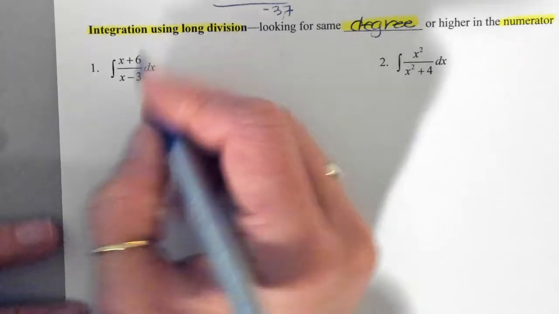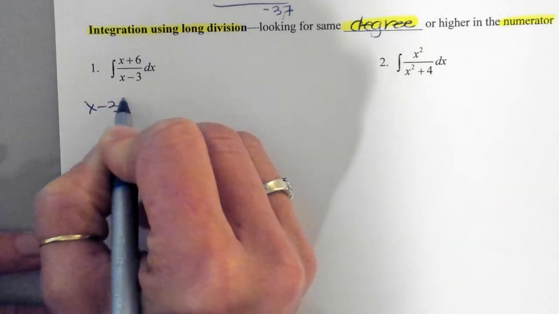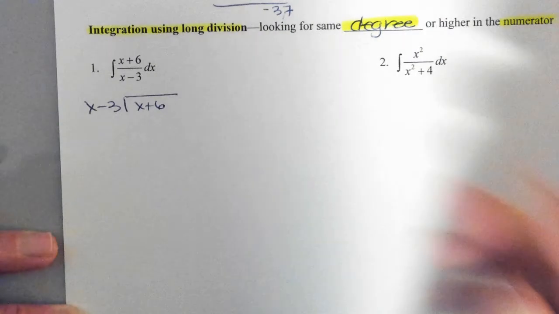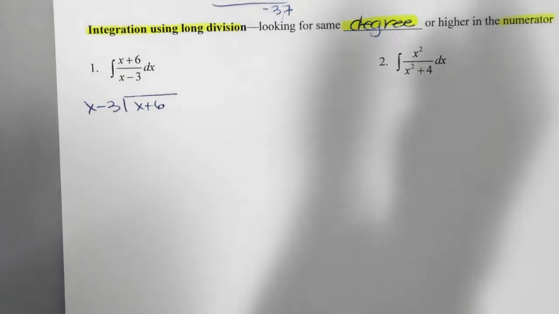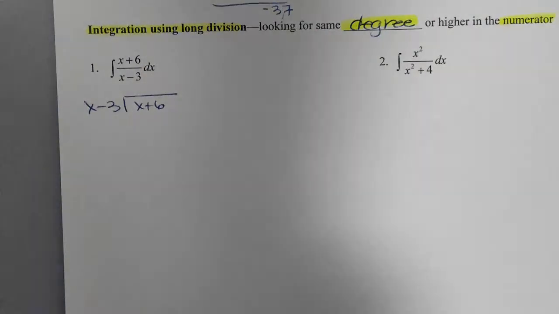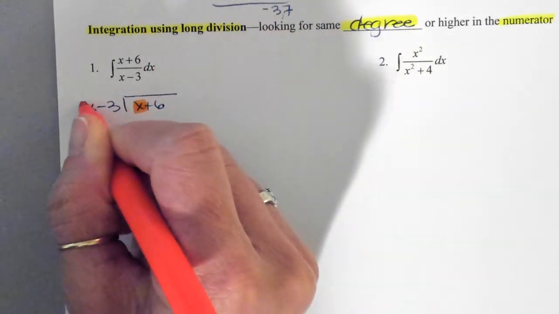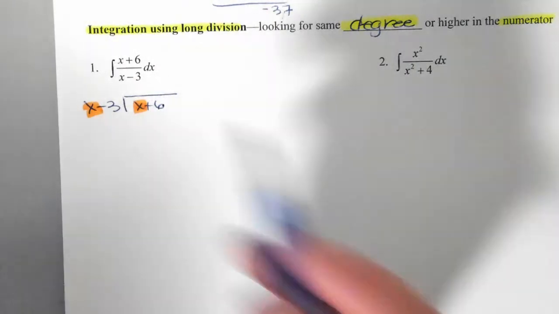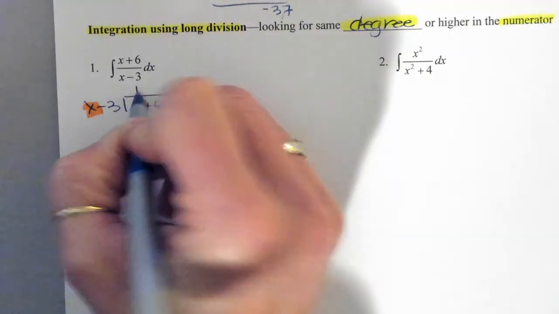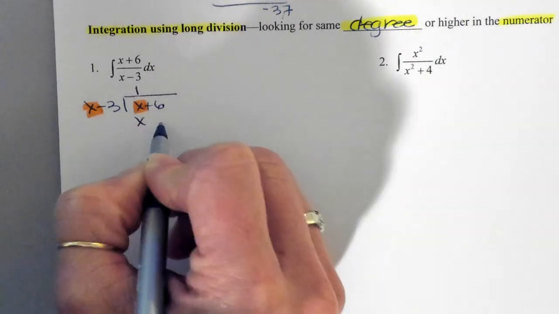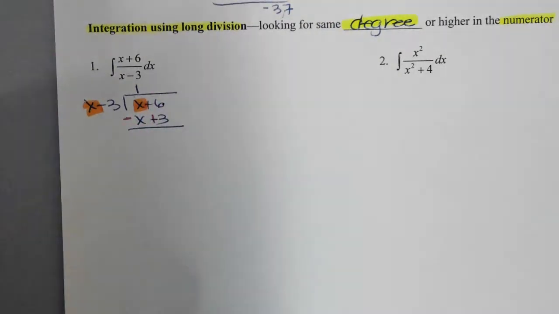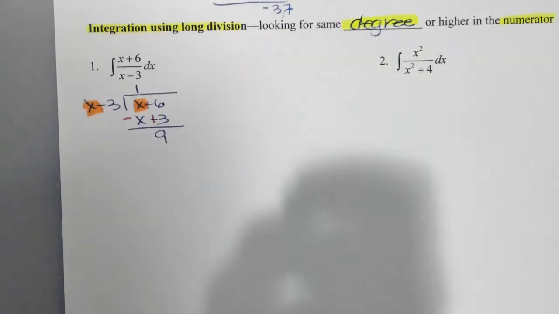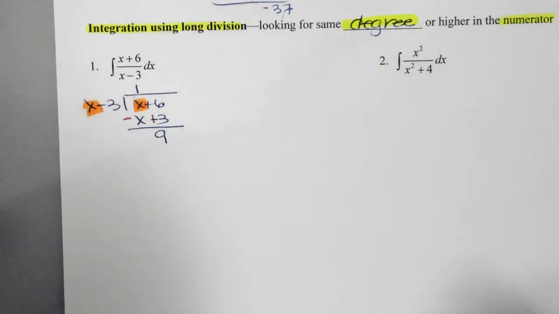This is the same degree, so we're going to put x minus 3 on the outside and x plus 6 on the inside. It's the same degree. Now, there are no missing terms, so we don't have to put any placeholders in there. So you're going to take your first term on the inside, just like I showed you before, divided by your first term on the outside. And remember, I said these problems are going to be a little bit shorter. So what's x divided by x? Just 1. So 1 times x is x. 1 times negative 3 is negative 3. On the bottom row, your signs will change to the opposite, so you have a remainder of 9. Can you take 9 divided by x? No. So you're done.